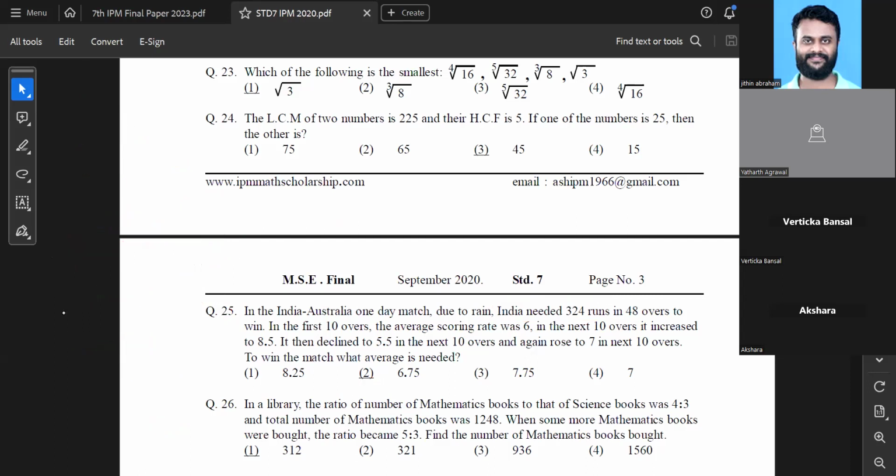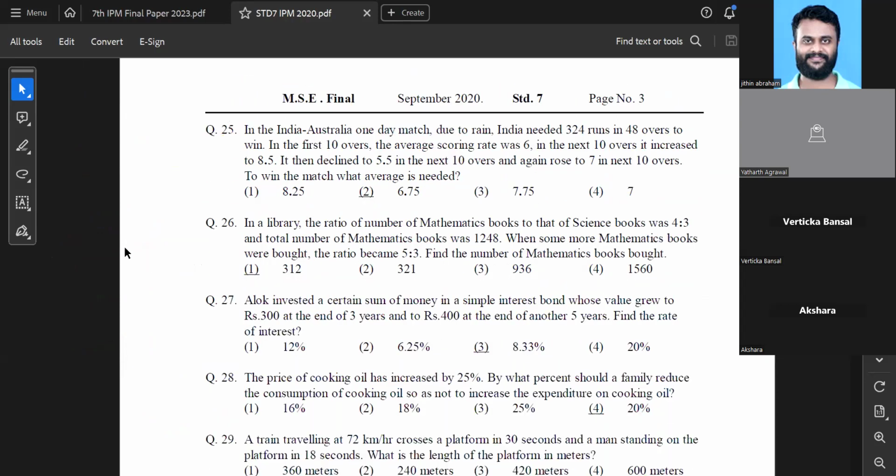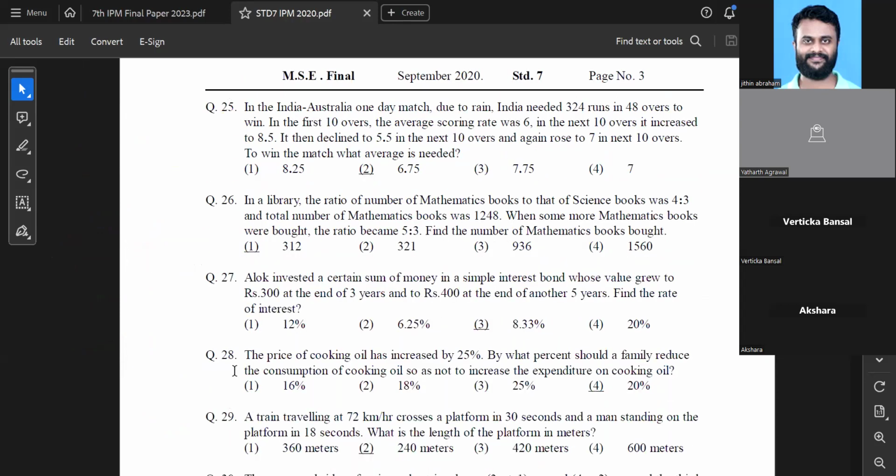Fair enough. Going to the next question. In a library, the ratio of the mathematics books to that of the science books was 4 is to 3. The total number of mathematics books was 1248. When some more mathematics books were bought, the ratio became 5 is to 3. Initially 4 is to 3, then now it is 5 is to 3. Find the number of mathematics books bought.